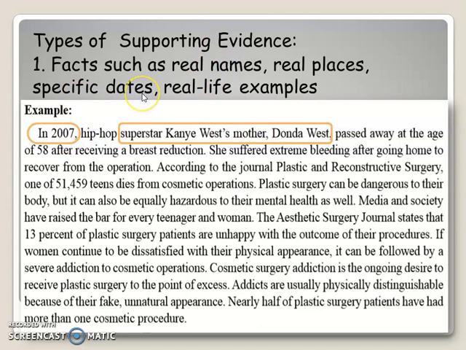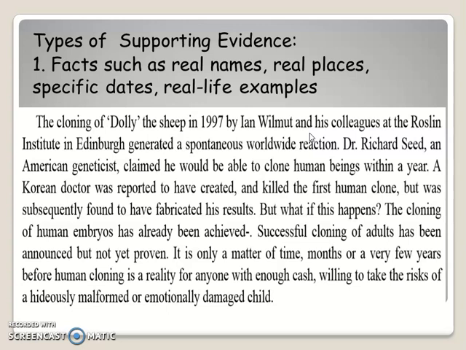And 2007 is a specific date. So how do we answer this question? How does the writer achieve credibility in this paragraph? He achieves credibility simply by using specific dates, and I put between parentheses 2007, and real names, Donda West. Let's take another example. Guys, this is a different paragraph with the same title, facts. The writer also uses dates and a real place, Edinburgh. So guys, real names, real places, specific dates, and real life examples are different ways to achieve credibility.